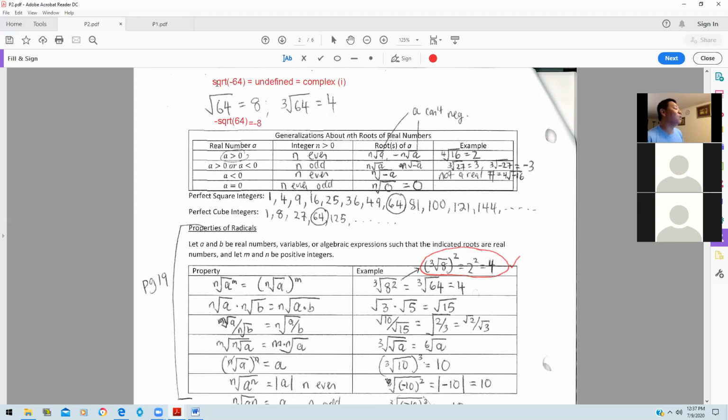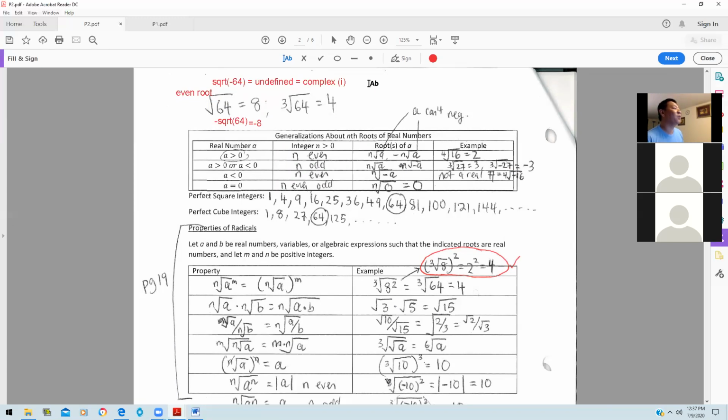Now this only works for square roots or even roots. When I say even roots, I mean square root, 4th root, 6th root, 8th root, 10th root. You will get undefined when you have a negative number inside.